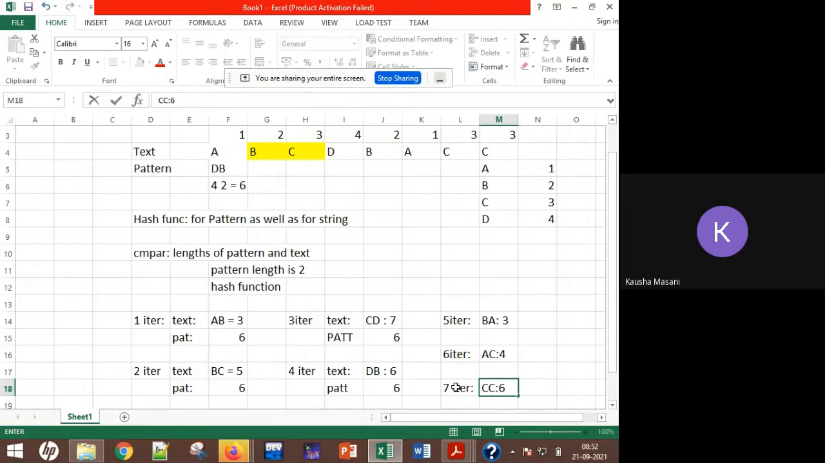So this is what a spurious hit is. This hit is known by this name because the hash function matches, but the string does not match. Something like you can say the boxes are matching, but the content of the box is not matching. So this is the whole idea of Rabin-Karp.